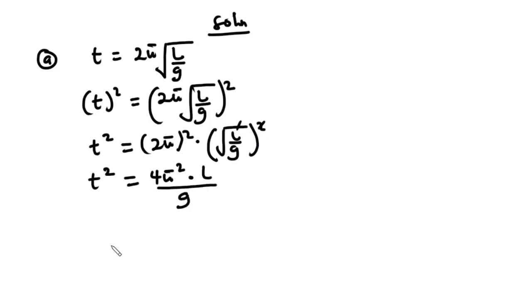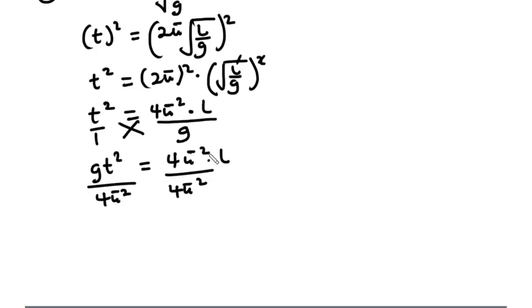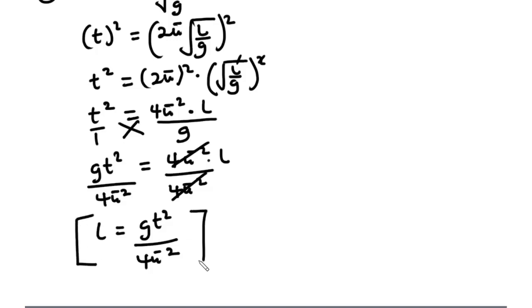Now let's cross multiply. So when we cross multiply, we have g t squared equals 4 pi squared times L. Now since we are interested in finding L, let's divide through by 4 pi squared. Now 4 pi squared cancels out 4 pi squared, and then we have L equals g t squared over 4 pi squared. So this is the expression for L.